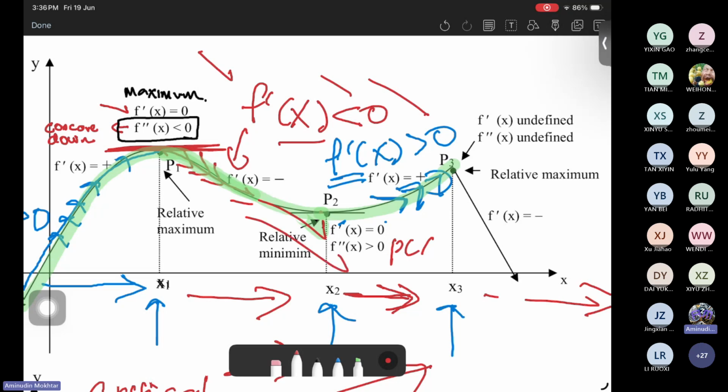Before the critical point, the slope is negative. After the critical point, the slope is positive. Or before x1, the slope is decreasing. After x1, the slope is increasing. The slope moves from decreasing to increasing. We can conclude that at that point, the extreme point is also known as a minimum point.